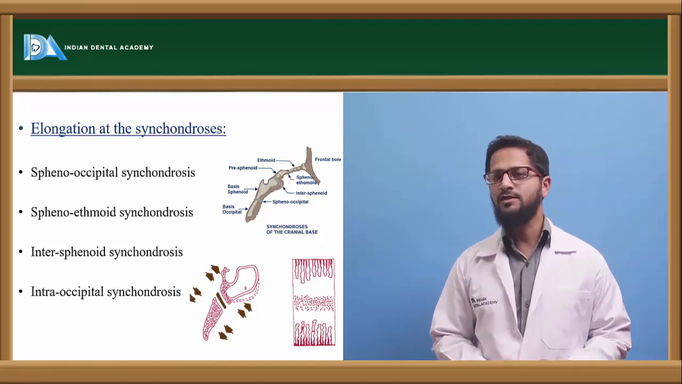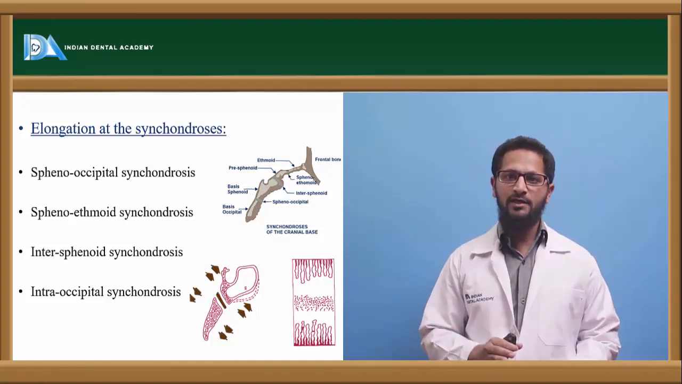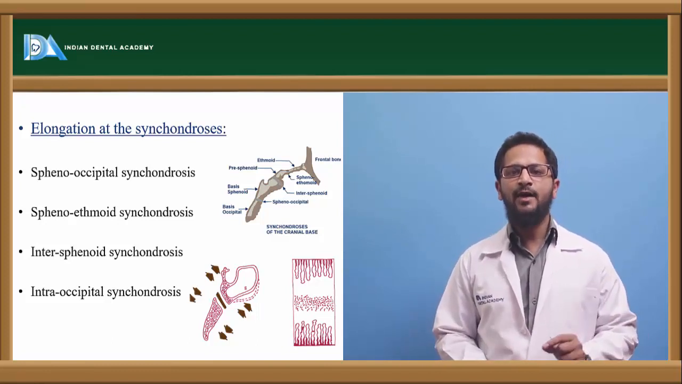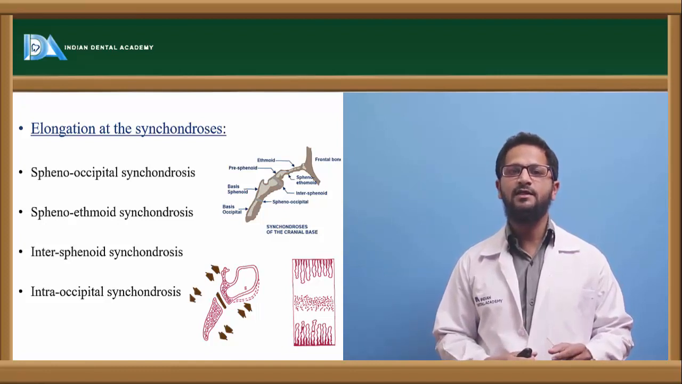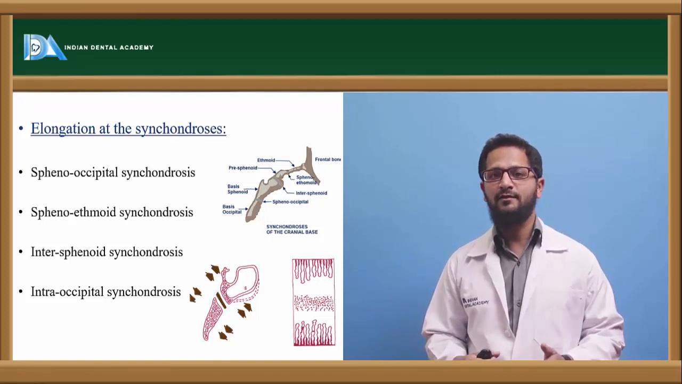The second most common mechanism by which there is development of the cranial base is elongation and synchondrosis. See, most bones in the cranial base first develop into cartilage. Cartilage then undergoes ossification and develops into bone. But some part of the cartilage still remains between two bony junctions. This part is called synchondrosis, which acts as a growth site.